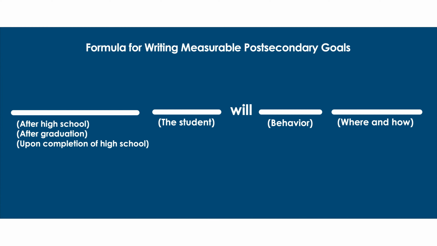Here's a very easy to follow way to write a good post-secondary goal based on your answers to these questions. Where is the student going to work or engage in productive activities after graduation? Where and how is the student going to continue to learn and develop skills after graduation? And where is the student going to live and how is he or she going to access adult services, participate in the community, and have fun after graduation?